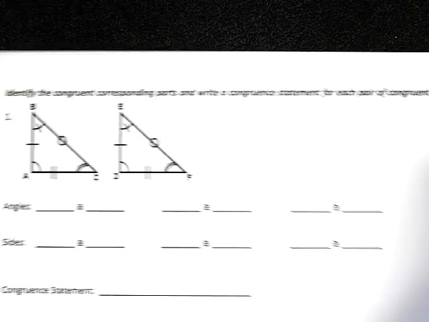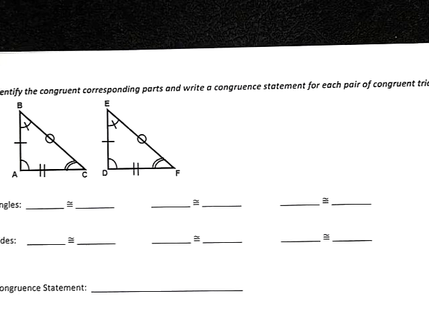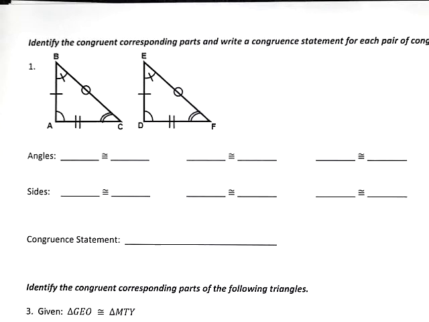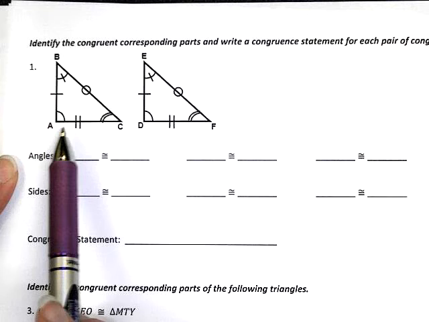So on here we want to identify the congruent corresponding parts and write a congruent statement for each pair of congruent triangles. So I'm telling you already that these 2 triangles are congruent to each other. I just want you to tell me what the congruent parts are and then write the congruence statement. So when we look here, let's identify the angles first. So I usually just start with the one that's got 1 arc mark.